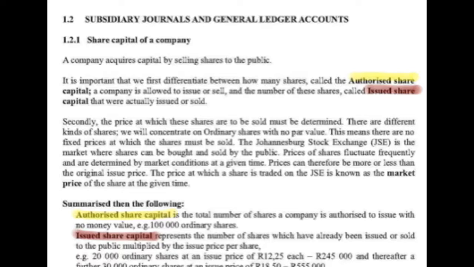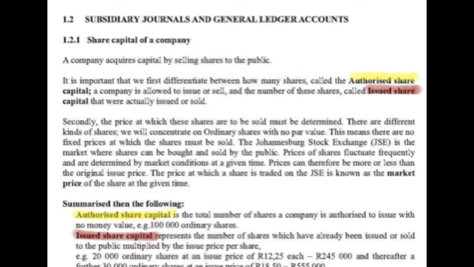Now, the second shares that we deal with in a company is called issued shares, and that's actually more important than the authorized shares, because the issued shares are the shares that are actually sold to the public. So, secondly, the price at which these shares are to be sold must be determined.